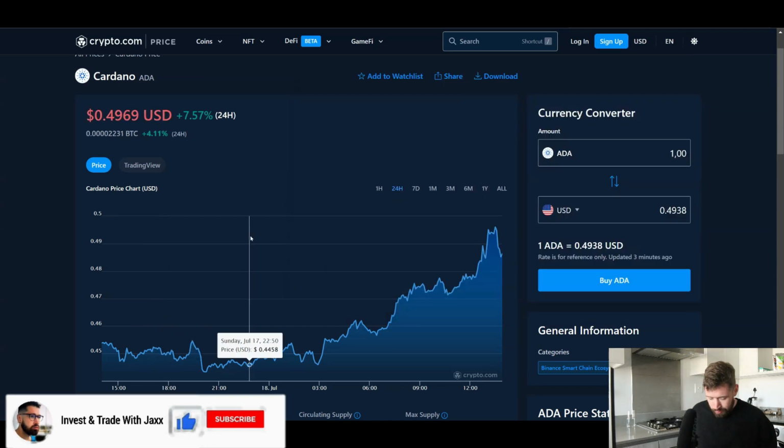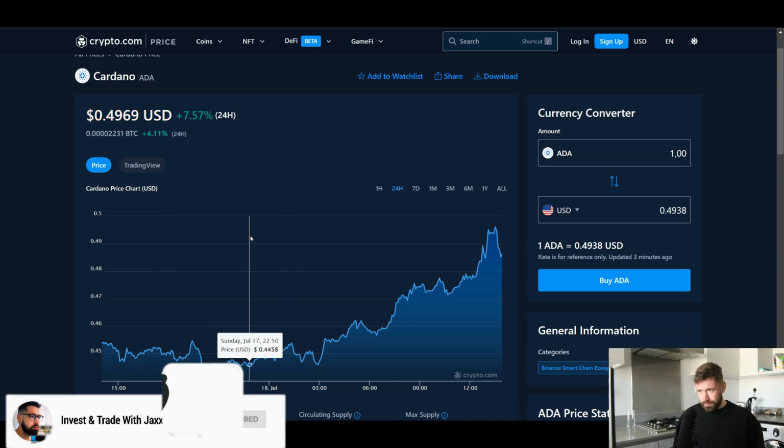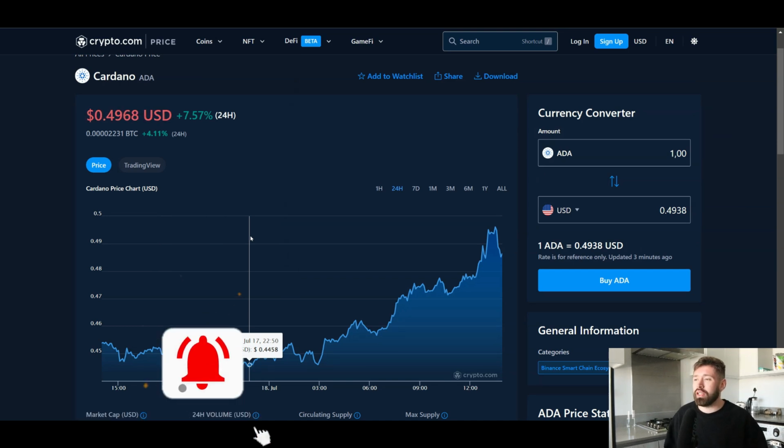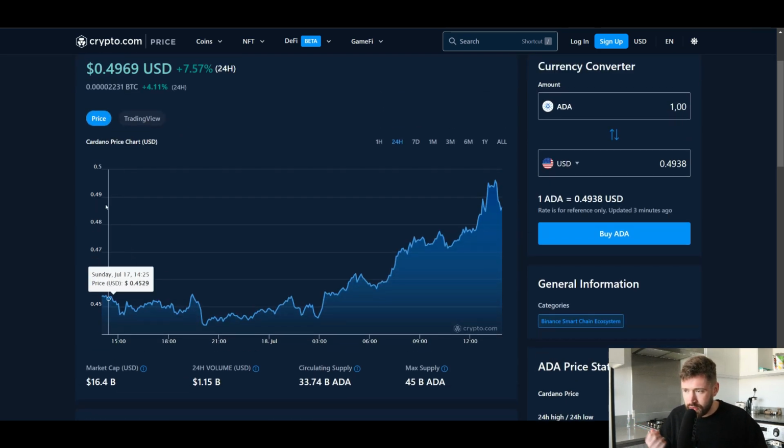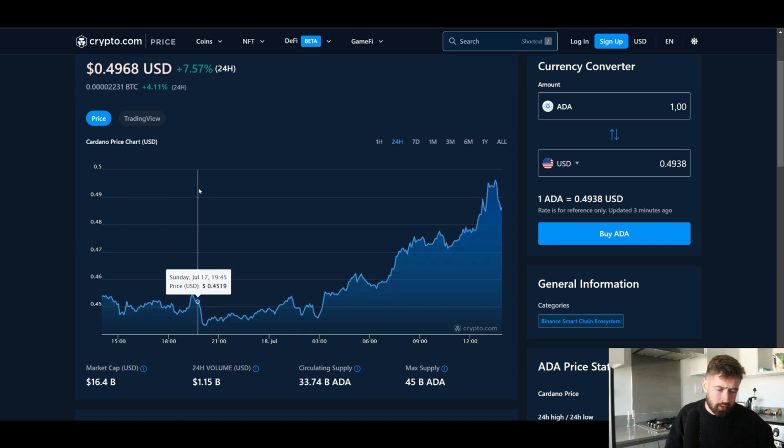We're gonna go over Cardano, possibly putting in a truncation here, but we're gonna get into it. Currently we're sitting at 49 cents, up 7.5% on the day. We're seeing a market cap of 16.4 billion, 24-hour volume 1.15 billion. Let's hop into the charts.